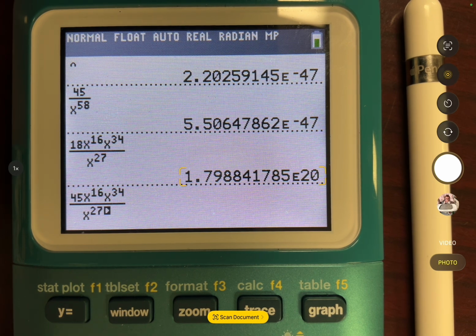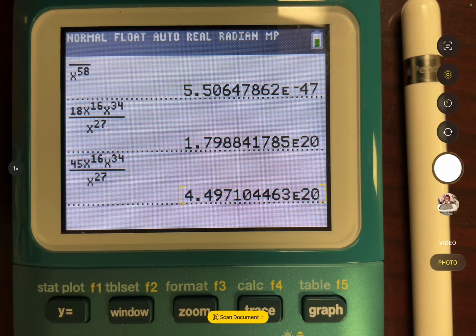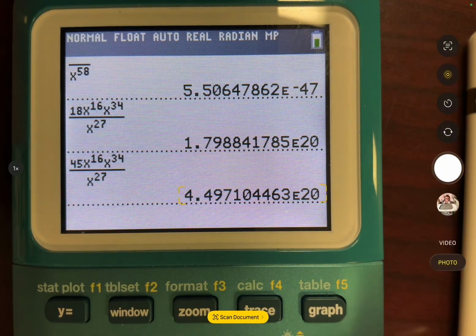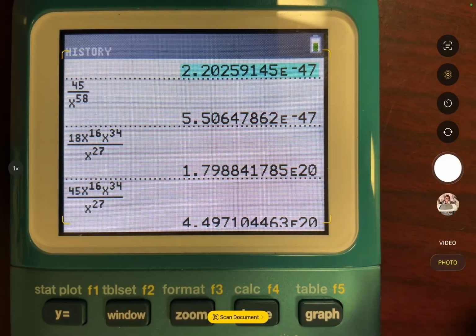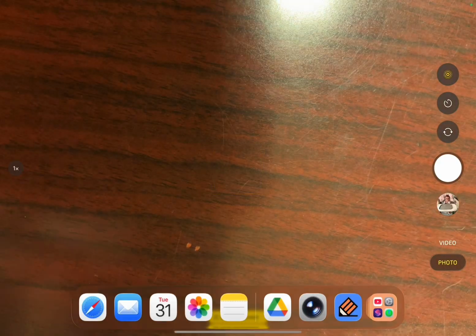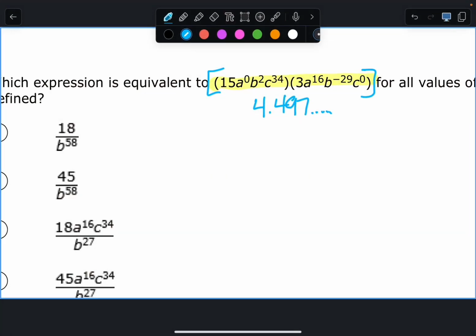So what answer should you get? J. Should be J. And it's not J because you typed it in. It's J because you're just sitting there waiting for answers. I wrote mine down.